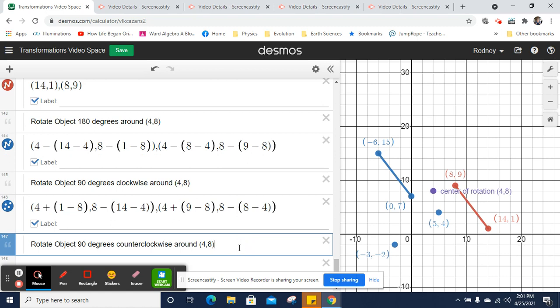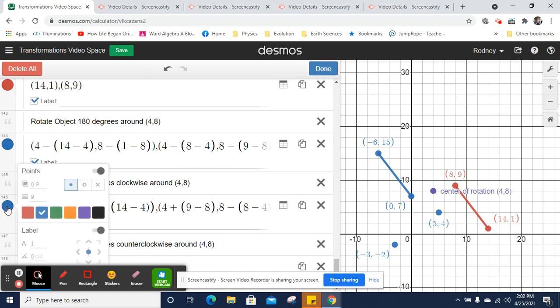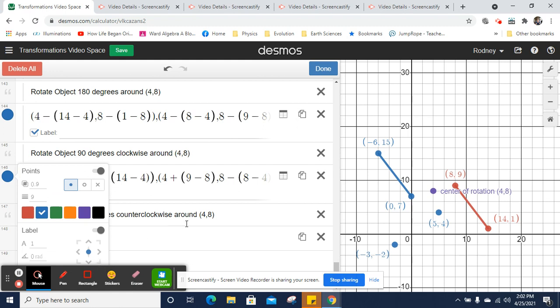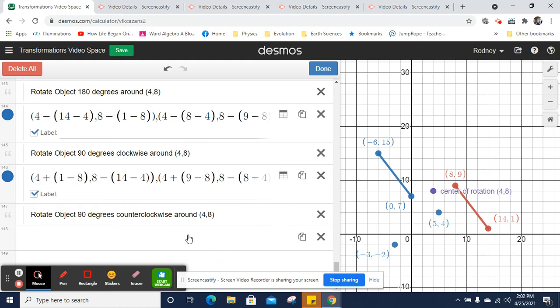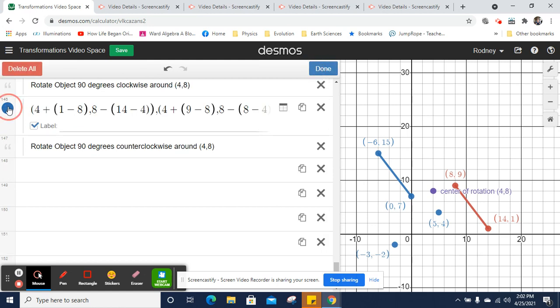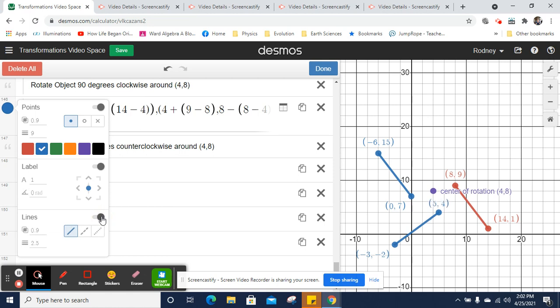What I'd like you to do is go ahead and come up with a rotation that's 90 degrees clockwise around 4, 8. While you're thinking about that, I'm going to go ahead and give this the line it needs. Okay. Still not enough room to work with, so hang on. Let me get myself some room. There we go. And now it's a line segment. Let's also give it a different color. Let's make it orange. And now we'll do the last one.